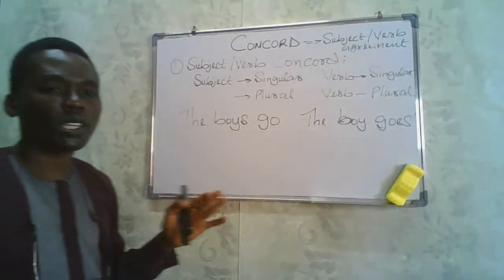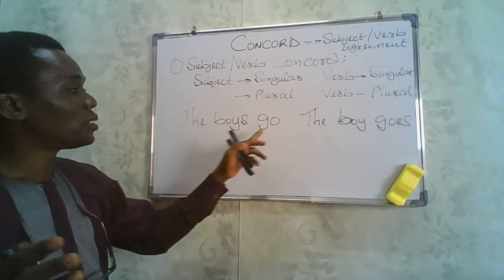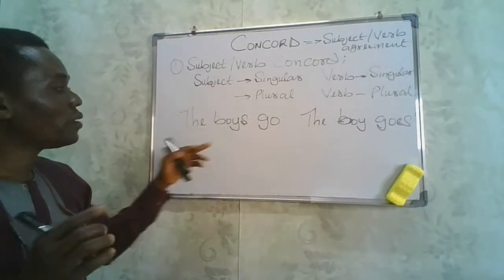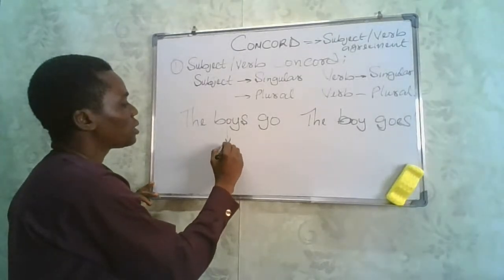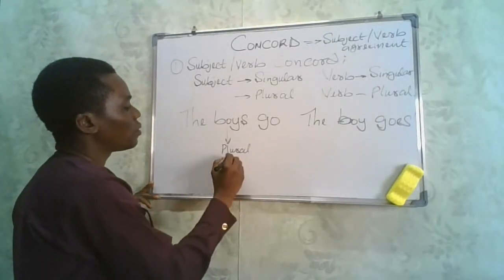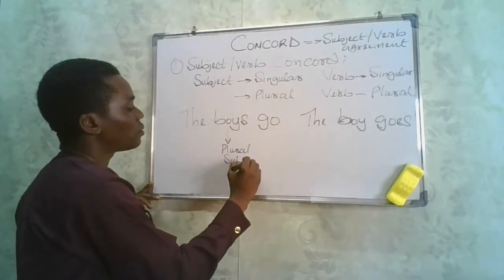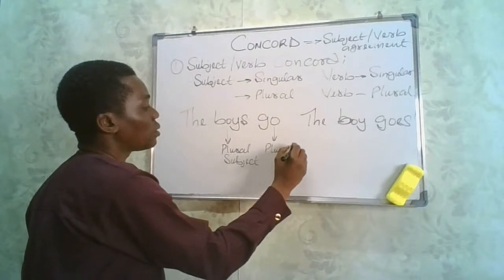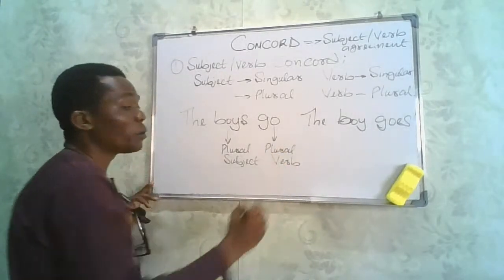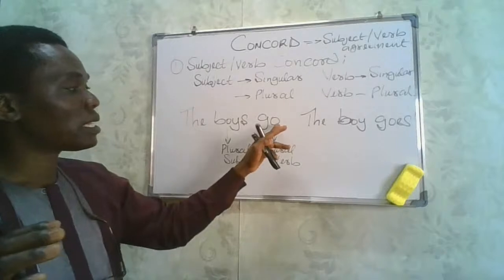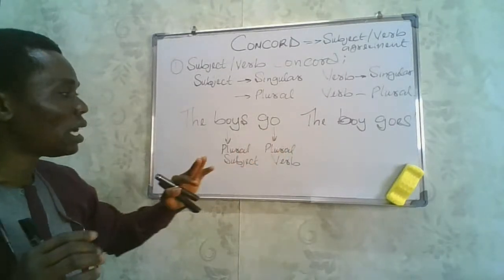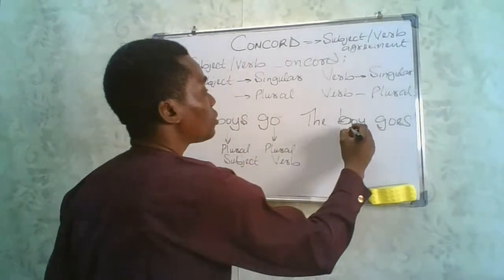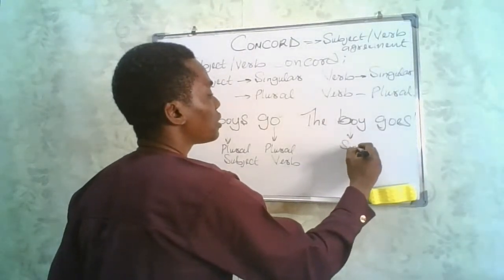So why are these two sentences different? The boys go and not the boy goes. So which is correct? The boys, this is a plural subject, and it must go with a plural verb. Now remember, a plural verb doesn't have S attached to the end. So this should be what? Right. What about this? This is a singular subject.